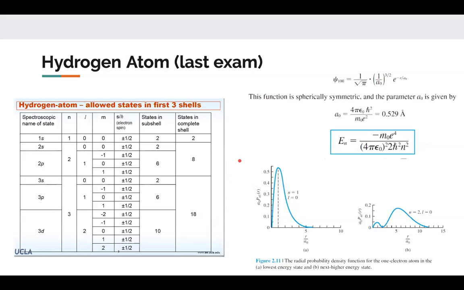And then the more relevant information, more specifically from the last exam: the function for when n is 1 and L and M are both 0.